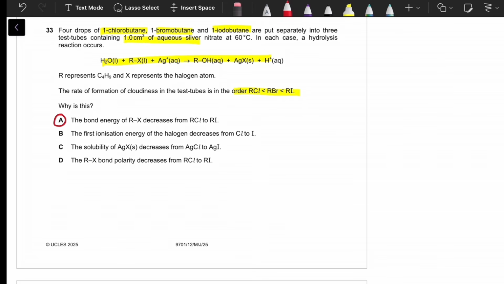Then if we take a look at option B, it's about ionization energy. However, ionization energy doesn't have much to do with this. Then option C talks about solubility. However, solubility really just affects how visible a precipitate is rather than how fast something hydrolyzes. And last but not least, option D talks about bond polarity, but it's not about polarity, it's about strength. So really, they are all true statements, but only A is relevant to why.